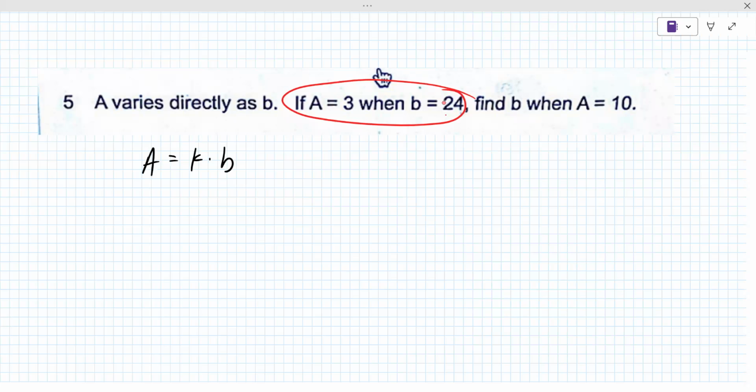Okay, so 3 times 24, which would be 8. So K equals 8. So let's look at that one more time. 3 equals K times 24.